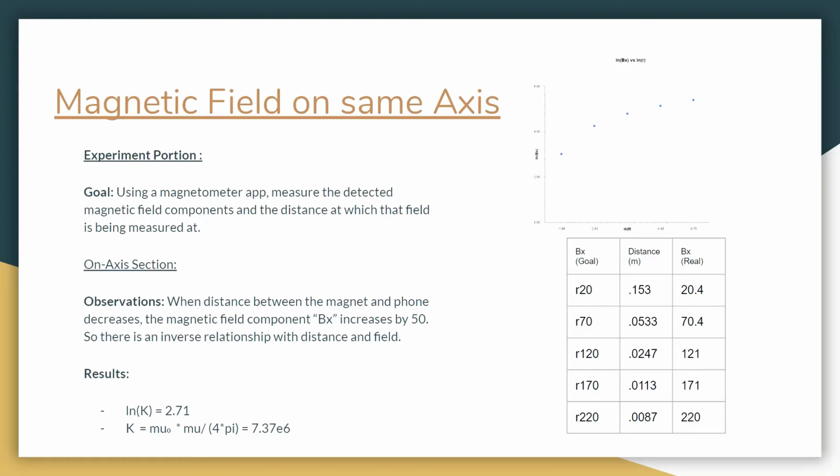As you can see with my data, there's an inverse relationship between the distance and the magnetic field value. When the magnetic field value increases by 50, the distance is basically halved each and every time. So it supports what's happening within the magnetic field equation, where when distance is increased, the magnetic field will be decreased.